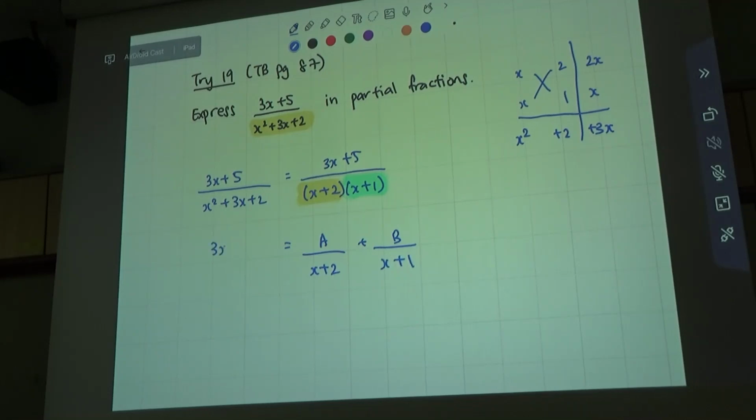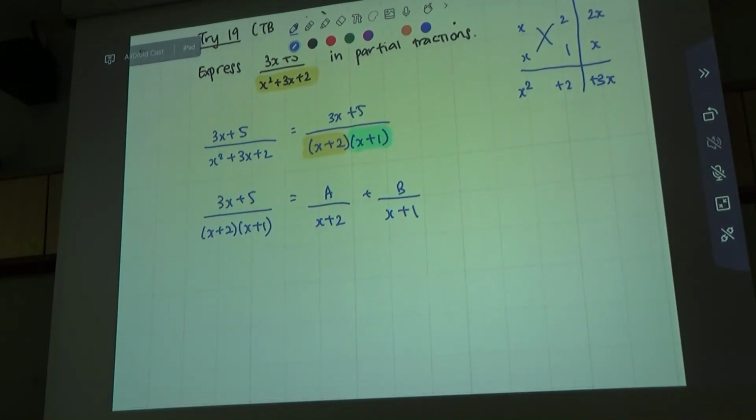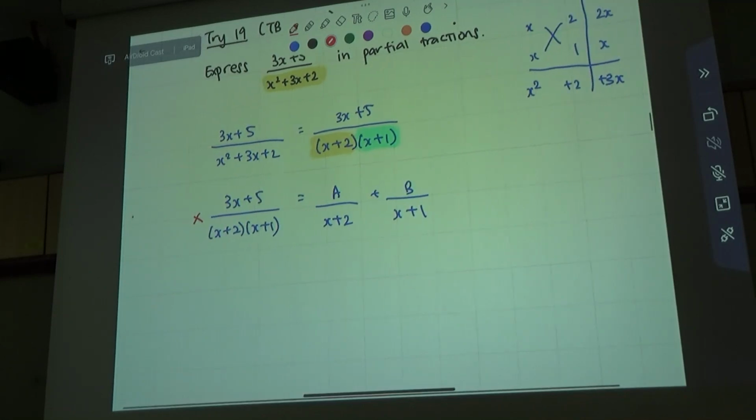I'm just going to fill out on the left side that this is what we're dealing with. Then from here, the same method applies. We multiply both sides by the largest denominator, which is x plus 2, x plus 1. I'm writing it in red because you don't really need to write this out. Once you get the idea, you can immediately jump to writing this statement that I'm writing in blue now.